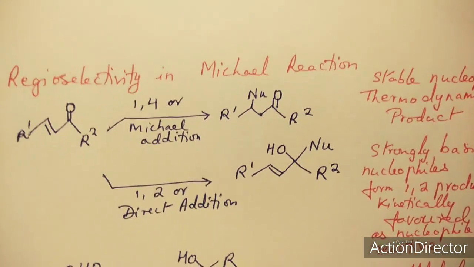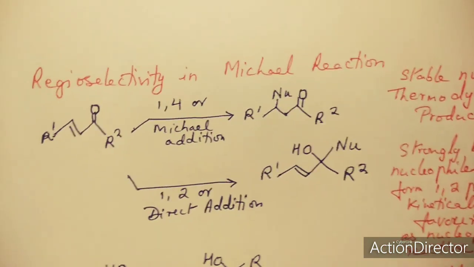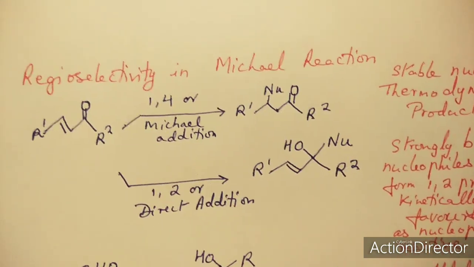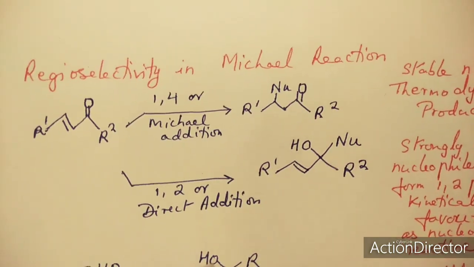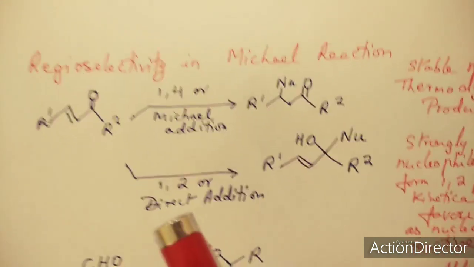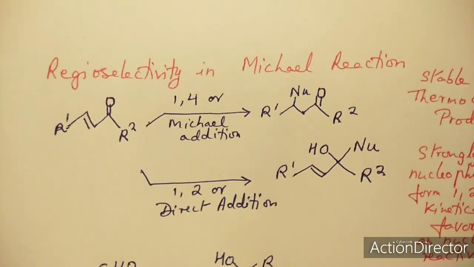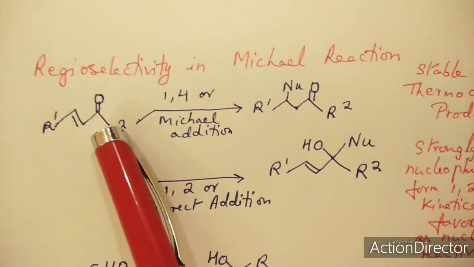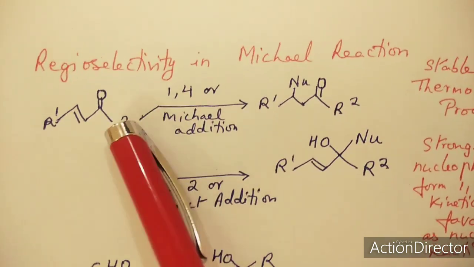Now, regioselectivity in the Michael reaction, how can that be achieved? Well, for that we do not need any particular strategy. What applies here is the general mechanism of reaction, whereby we know that stable nucleophiles give the thermodynamic product, and strongly basic nucleophiles, which are very reactive, form the 1,2 products. So if this is the alpha beta unsaturated ketone, when this reacts, there can be reaction in two ways.